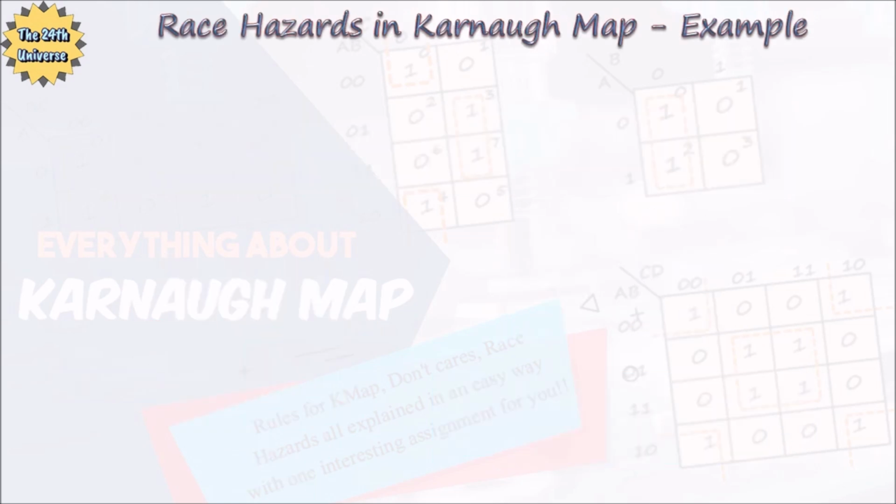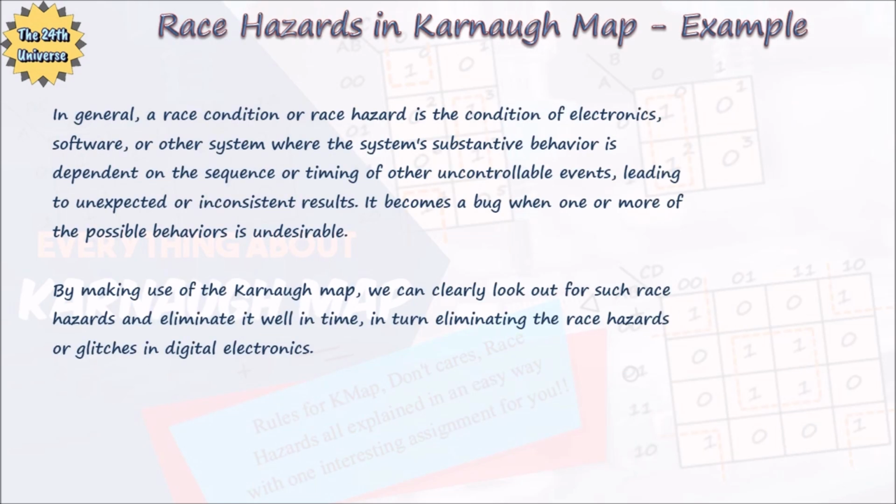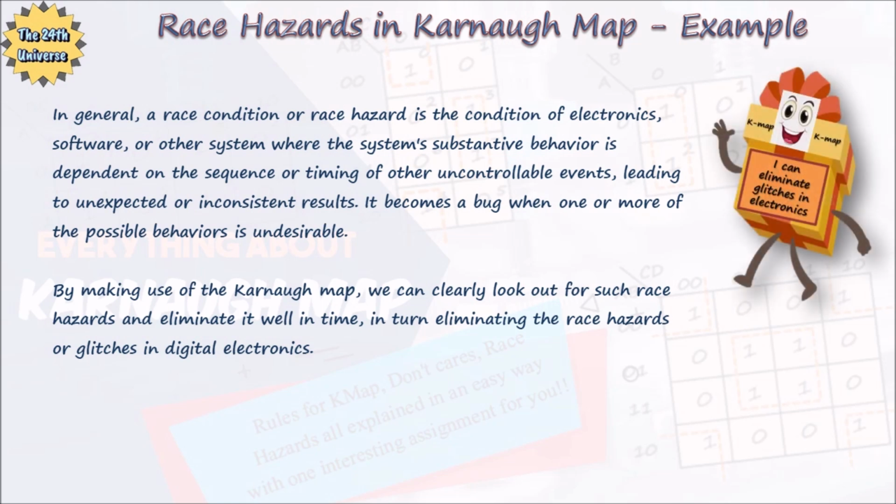What are race hazards in the Karnaugh map? In general, a race condition or race hazard is a condition of electronics, software, or other systems where the system's substantive behavior is dependent on the sequence or timing of other uncontrollable events, leading to unexpected or inconsistent results. It becomes a bug when one or more of the possible behaviors is undesirable. By making use of the Karnaugh map, we can clearly look out for such race hazards and eliminate them well in time, in turn eliminating the glitches in digital electronics.